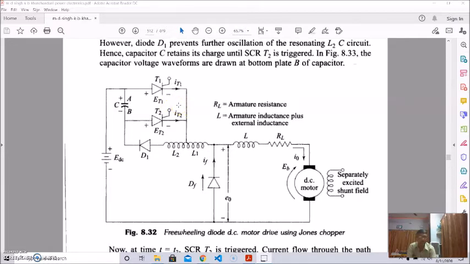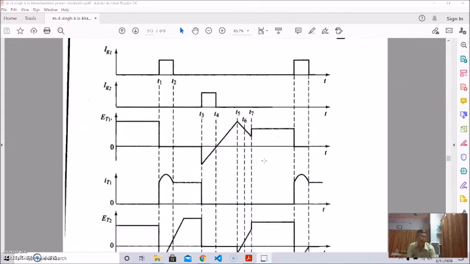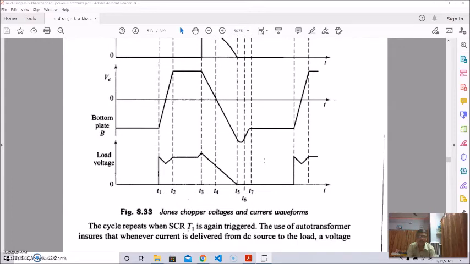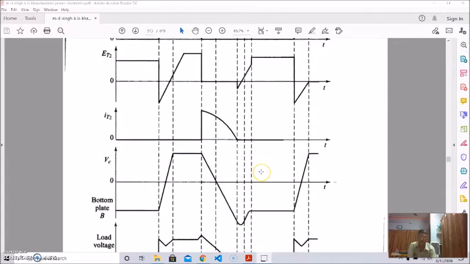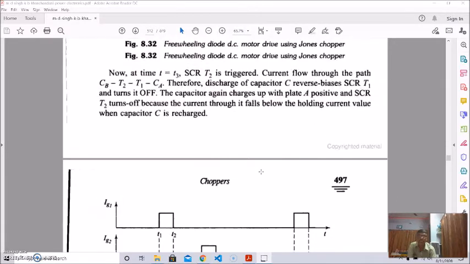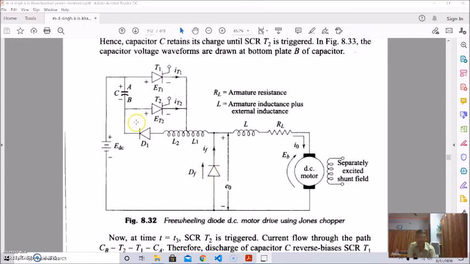Now these are the voltage and current waveforms of the Jones chopper circuit. First of all, assume initially the capacitor is charged to a voltage EDC, with the polarity as shown here: the upper plate is positive and the lower plate is negative.